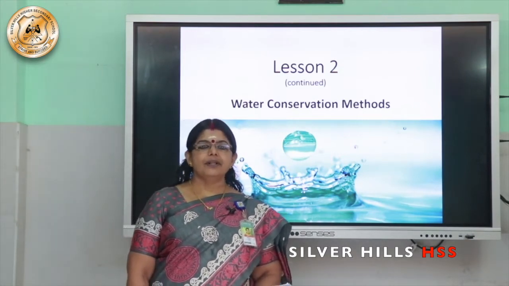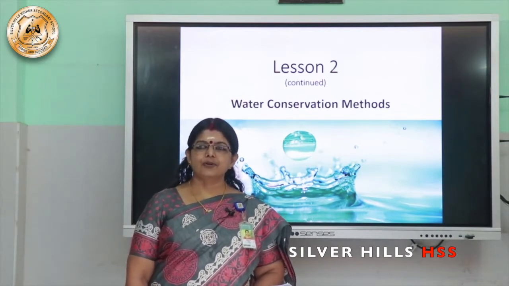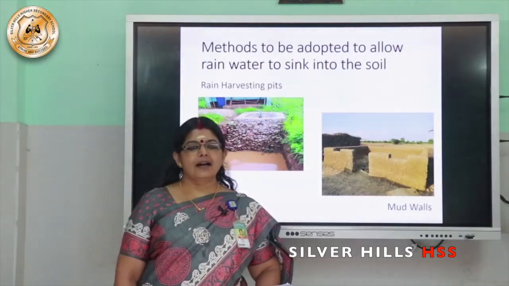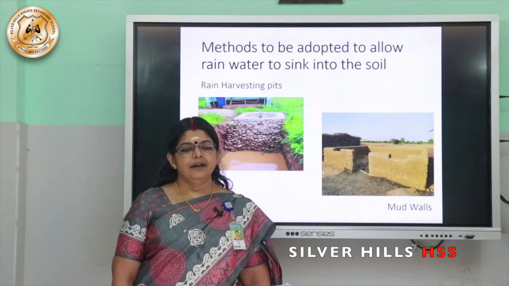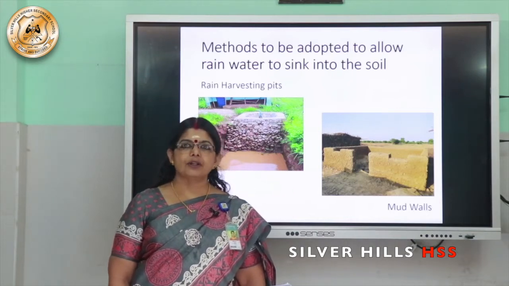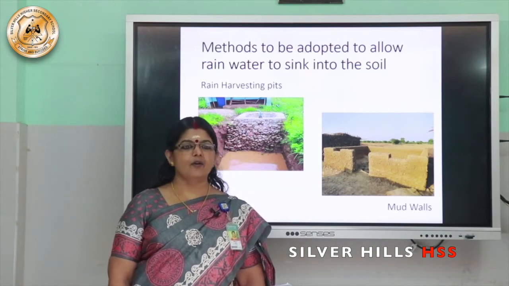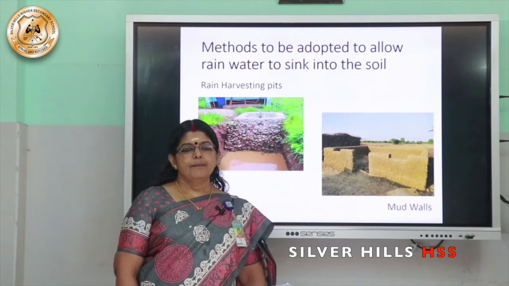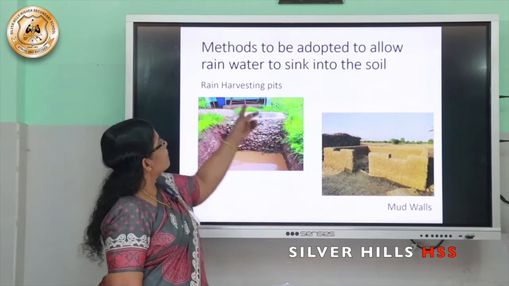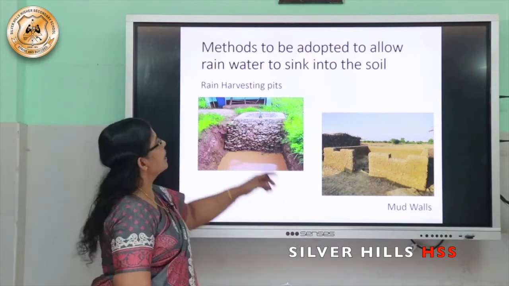It is our duty to save precious water as much as possible for the future generation. Rainwater is one among the major sources of water. If we allow rainwater to seep into the soil, only then will we get enough underground water. So, here are some of the methods adopted to allow rainwater to sink into the soil.